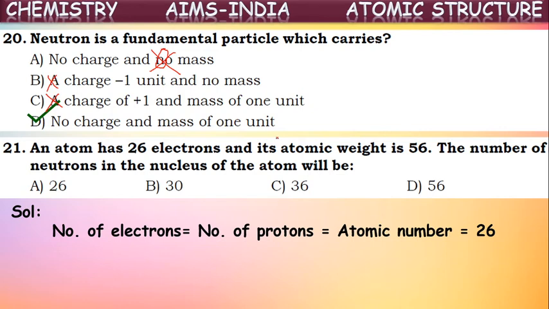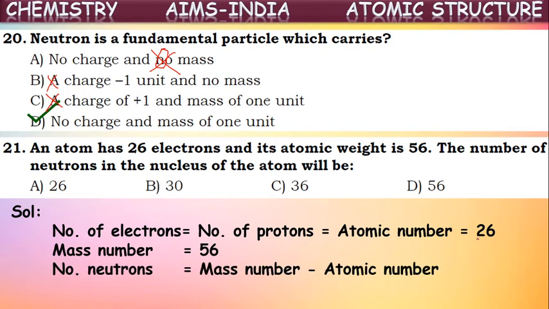So the number of electrons is equal to the number of protons for the neutral atom. So it is equal to 26. And the mass number is given as 56. From these two we have a formula to calculate the number of neutrons: number of neutrons is equal to mass number minus atomic number. Because we get mass number by taking the sum of protons and neutrons. Isn't it? So if we subtract the atomic number from the mass number, we get the number of neutrons. So 56 minus 26 gives the number of neutrons as 30. Okay. The number of neutrons we can calculate by subtracting atomic number from mass number.